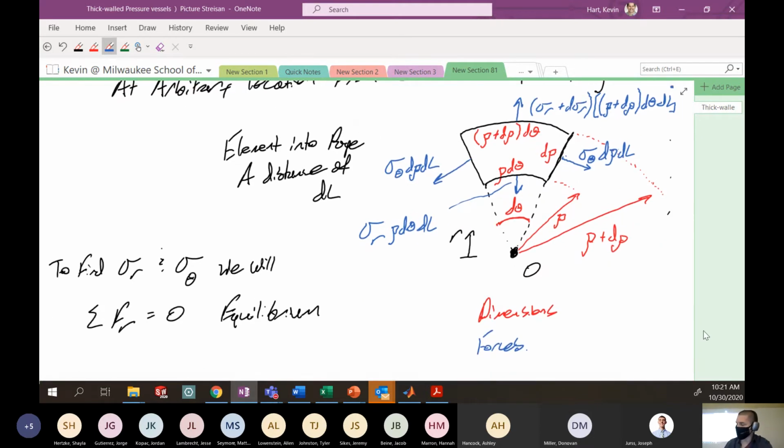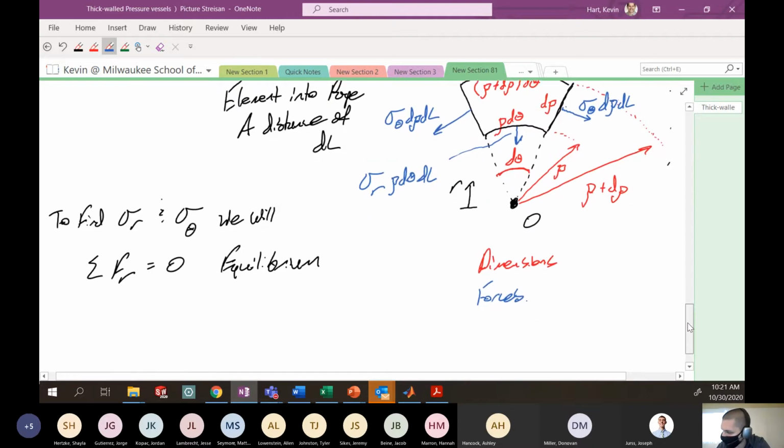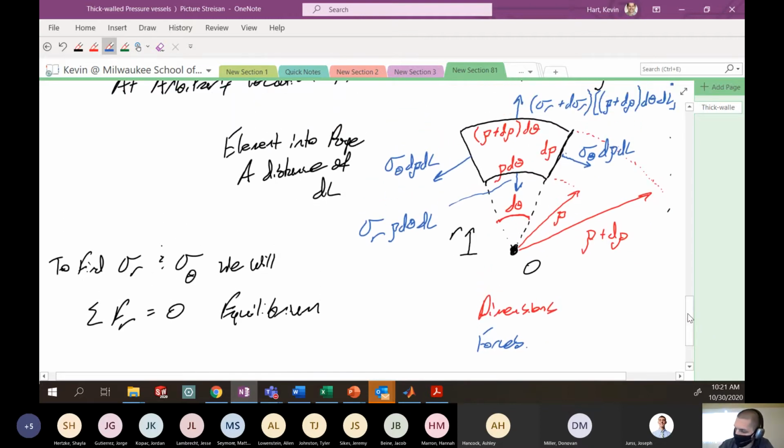So those are the forces acting on this differential element, and now we'll sum these forces and see what happens. I'll give you a second if you're still copying this. I know that's a very involved figure, so apologies. Should have told you to make it really big.